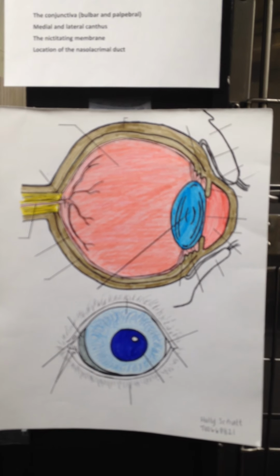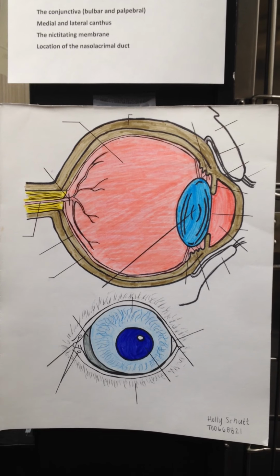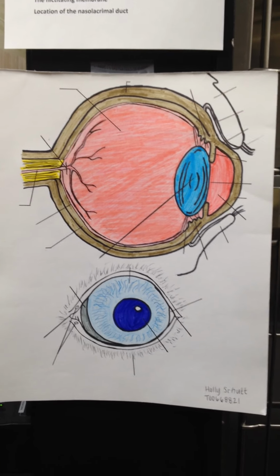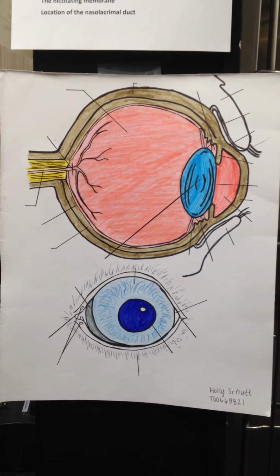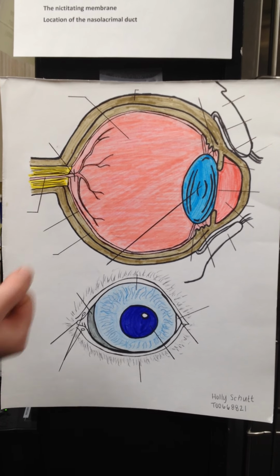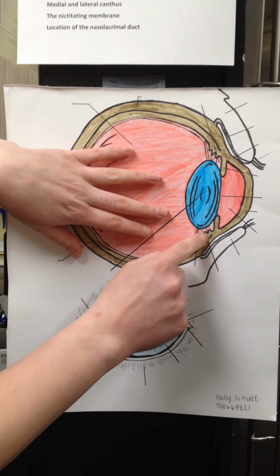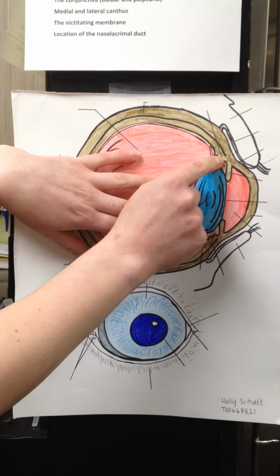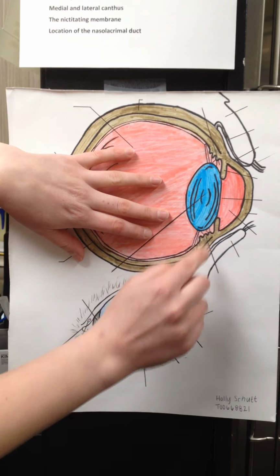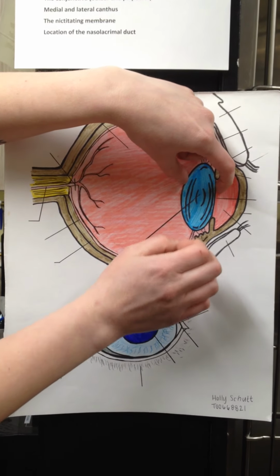So the lens changes shape for near and far vision. It's called accommodation. When you are looking at something close to you, near vision, the lens becomes thicker and bulges out. That is due to the contraction of the ciliary muscles, which cause the suspensory ligaments to relax. Bring in that guy here, thicker, squishier.